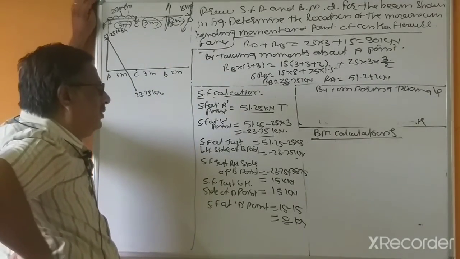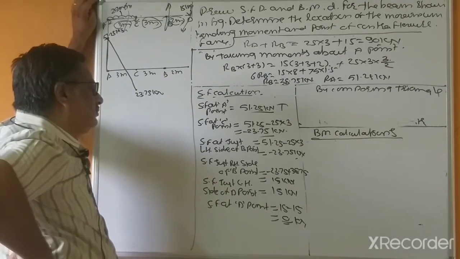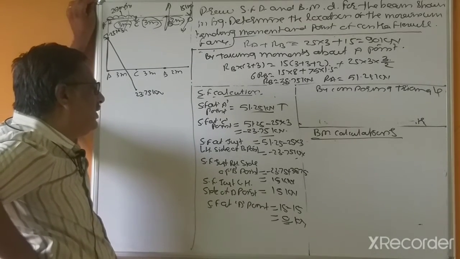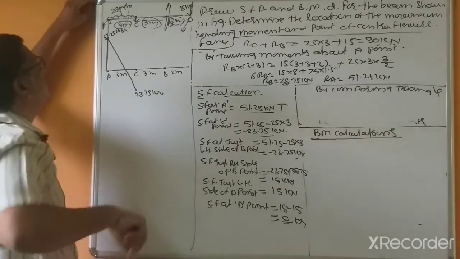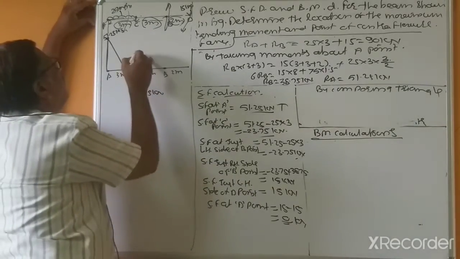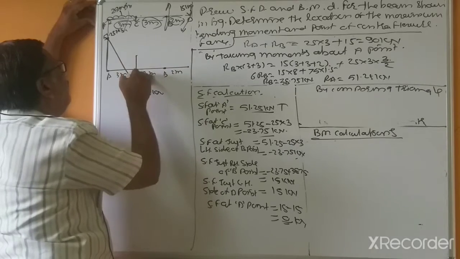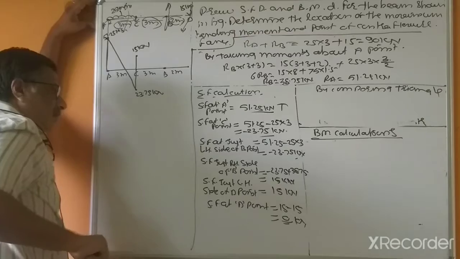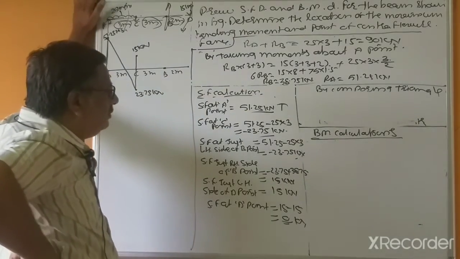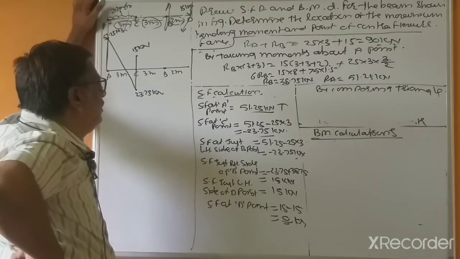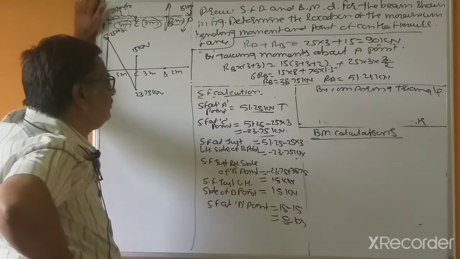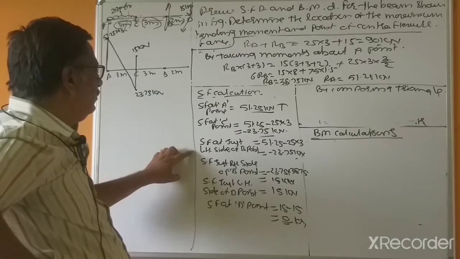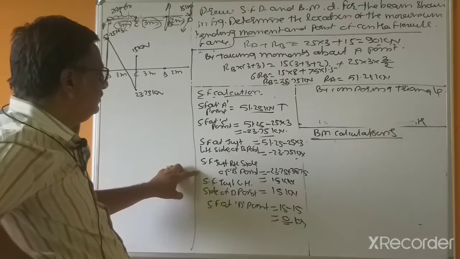Downward. Shear force just right hand side, 15 kilonewton. Again this is 15 kilonewton. Just 15.